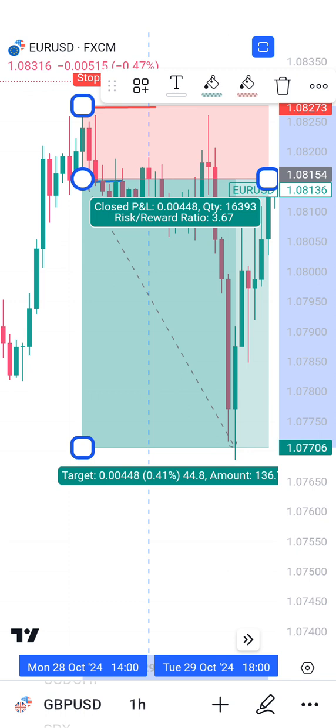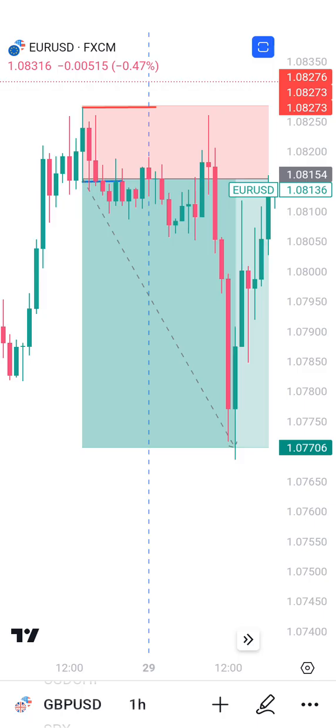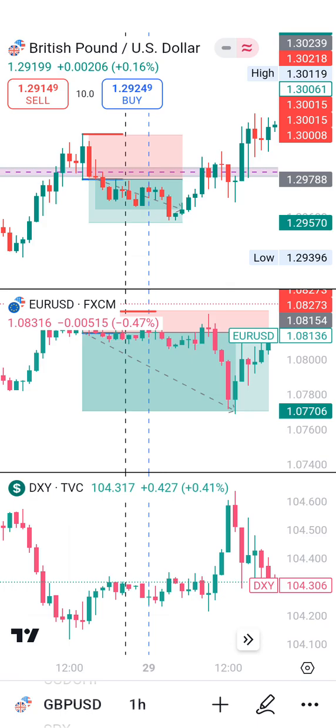Don't forget we are targeting risk 1 to 2, and here we have about 3.67. So that is a good trade for the week. And once you are done with this, you should be good if you are disciplined enough to take this trade and wait for it. Now, on Gbpusd, look at what happened.